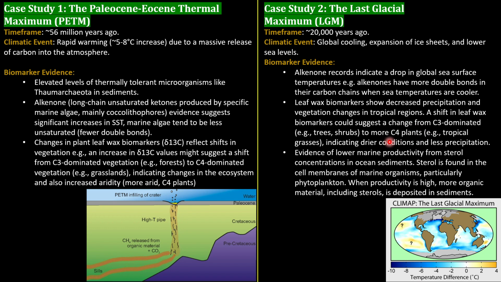The leaf biomarker shows decreased precipitation, meaning a shift from C3 to C4 plants. Change from C3 to C4 plants indicates dry conditions and less precipitation. So whenever there is less precipitation, the C4 plants will increase. Evidence from the marine environment, like sterol concentration, will also decrease. This is a biomarker which indicates a cool temperature environment and low precipitation.